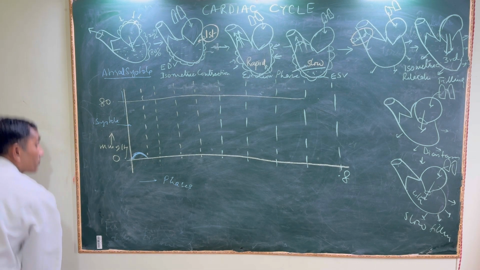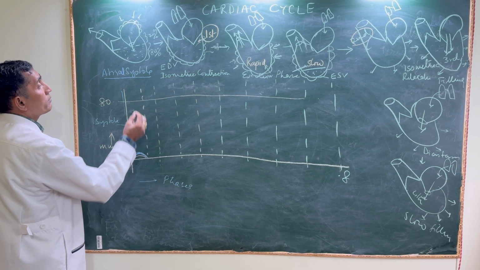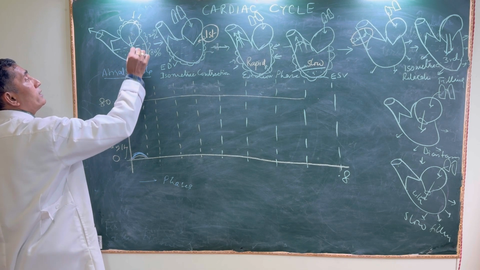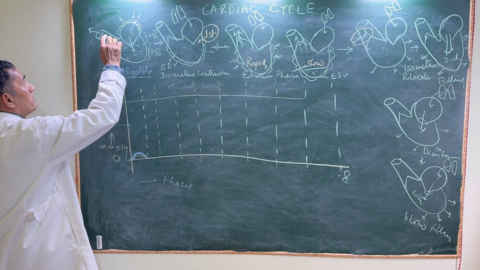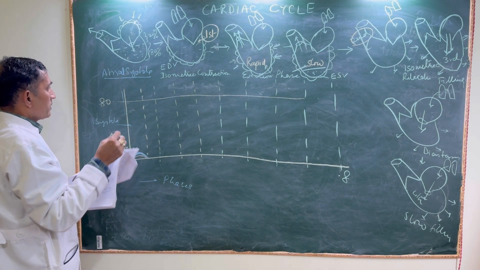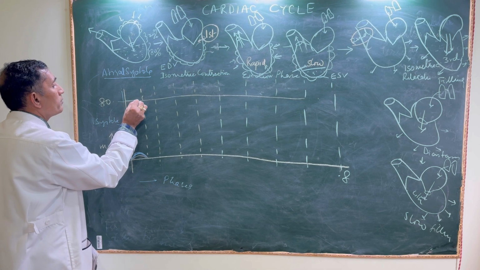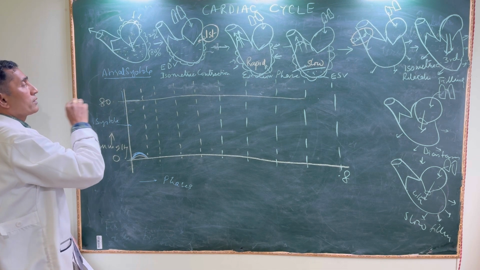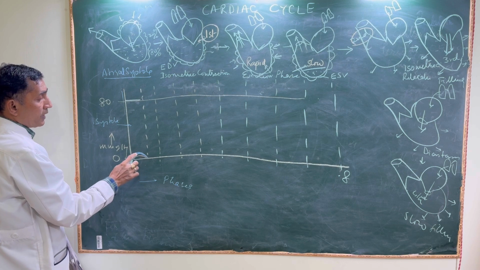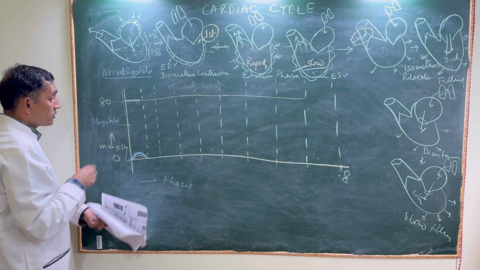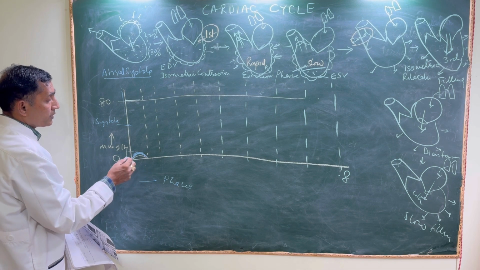And then the ventricular pressure also will increase. This color will represent the ventricular pressure. Because of the entry of blood, a little pressure will also be increased. And then the aortic pressure, in another color. There will be no change in the aortic pressure, which is 80 millimeter of mercury. At the time of atrial systole, the atrial pressure is increased up to 5 to 7 millimeter of mercury, and this is the ventricular pressure.